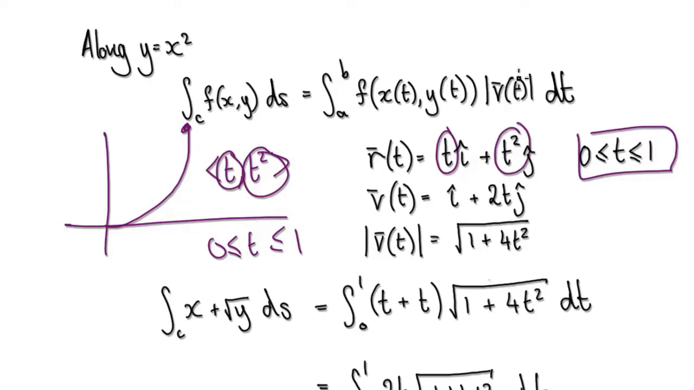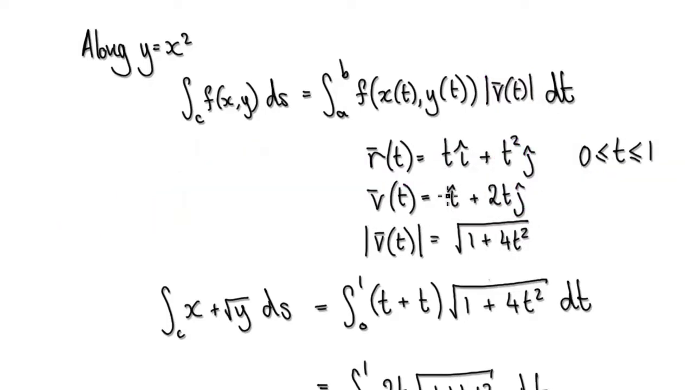So to work out the speed, we would need to differentiate the position vector once. So when you differentiate t, it would be 1, and then when you differentiate t squared, it will be 2t. So you've got your velocity vector. Once you've got your velocity vector, use Pythagoras to work out the speed. So the speed will be the square root here.